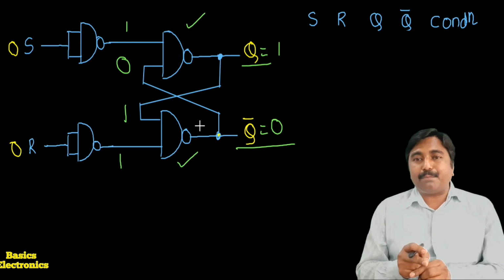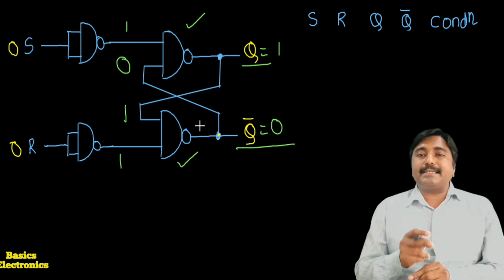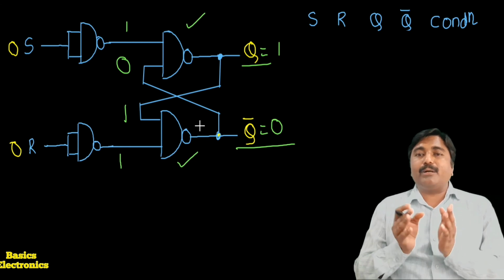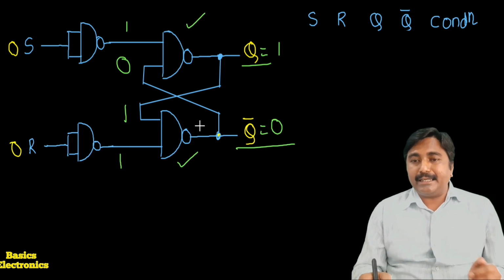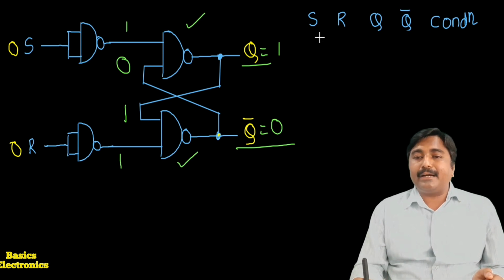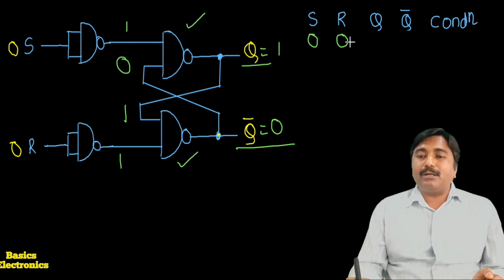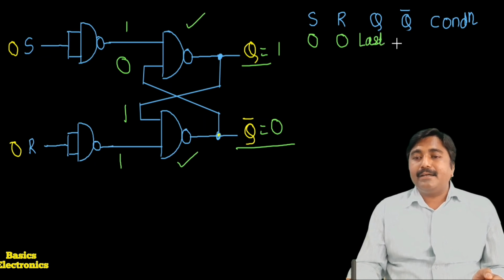Before application of the inputs S and R both 0 0, it was in the set condition, and now again it remains in the set condition, so there is a no change condition. In the NOR gate flip-flop we again get the same state when S equals 0, R equals 0: the flip-flop attains the last state. I am going to write down here the last state, and this condition we call a no change condition. In short, I am going to write NC.